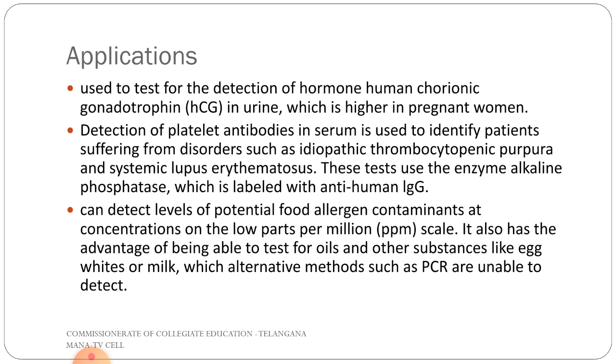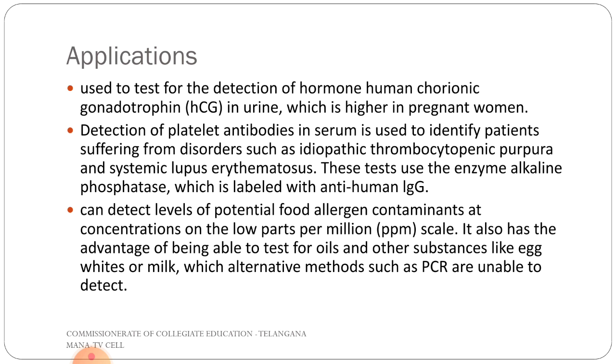It is used to test for the detection of the hormone human chorionic gonadotropin in urine, which is usually present in higher concentration in pregnant women. Collection of sample is very easy by this method. Detection of platelet antibodies in serum is used to identify patients suffering from disorders such as idiopathic thrombocytopenic purpura and systemic lupus erythematosus. These tests use the enzyme alkaline phosphatase, which is labeled with anti-human IgG.